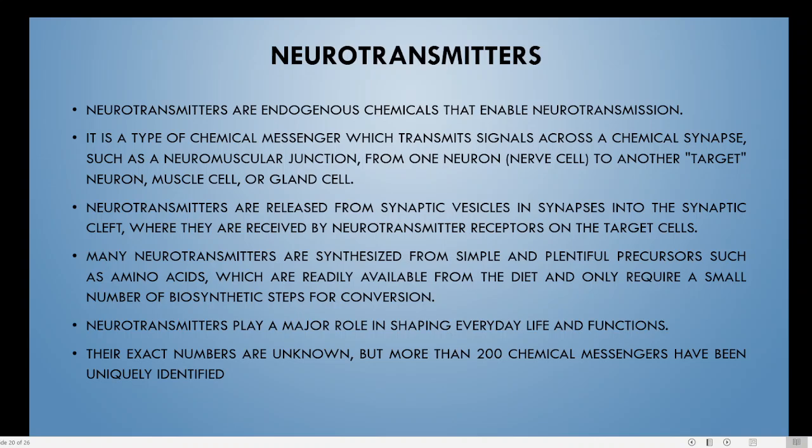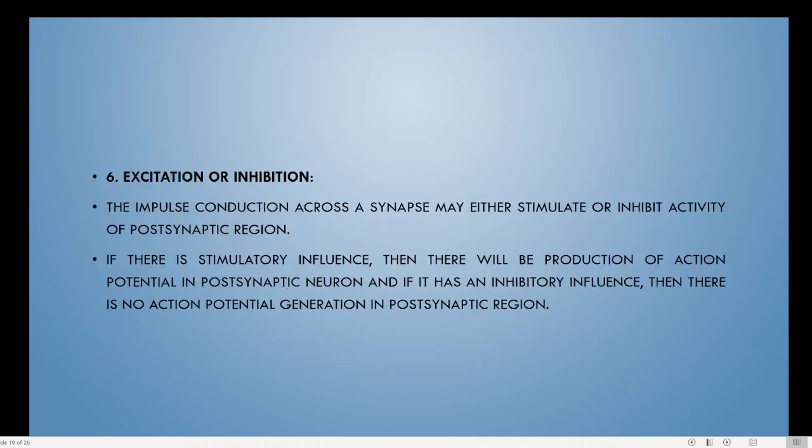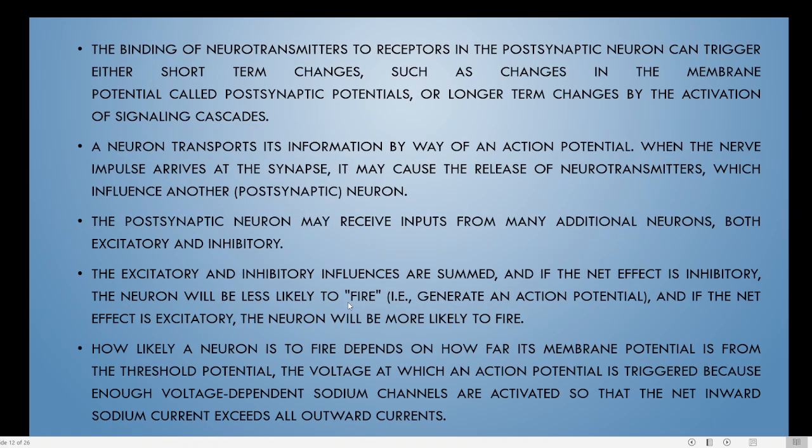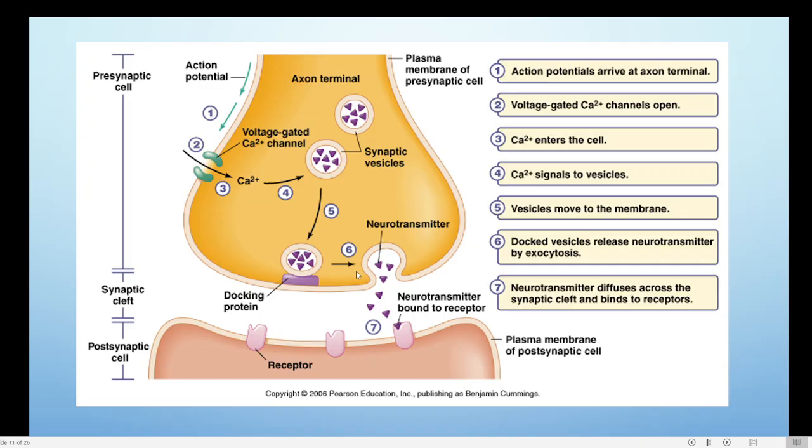While we are discussing the synapse, we have mentioned one type of chemical known by the name neurotransmitter. Here you can see the synaptic vesicles. These vesicles will be releasing certain chemicals, and these chemical molecules are known by the name neurotransmitter.